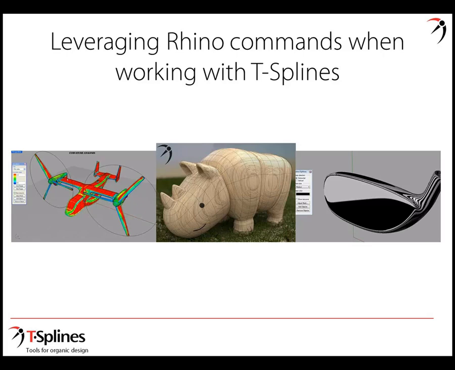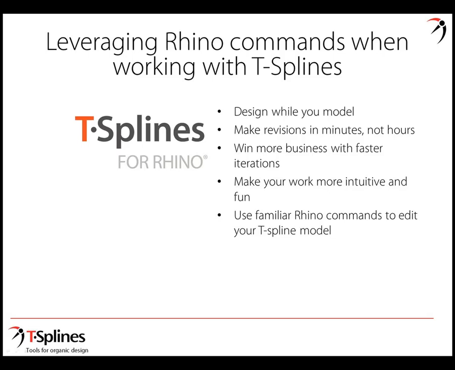So I'll just start out by briefly introducing T-Splines for Rhino, and then we'll turn the time over to Kyle to show how to use Rhino commands to really leverage your T-Splines modeling. T-Splines for Rhino is a fully integrated plugin inside Rhino that lets you more easily and quickly create freeform organic designs. Using T-Splines, you can design while you model, so rather than going all the way back to the curves when you make iterations, you can just push and pull on the model to get the design that you're looking for.